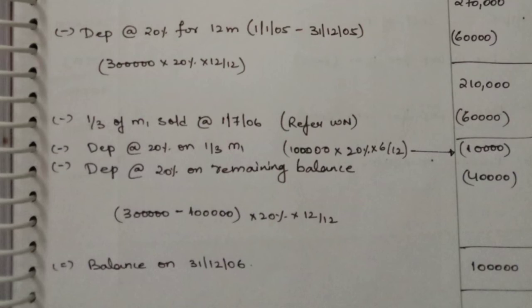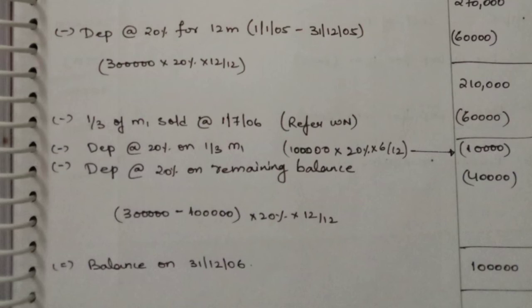So for the 2 lakhs amount you need to take the depreciation for the full year, right? So 3 lakhs minus 1 lakh, you are eliminating the 1/3 portion now. And you are calculating the depreciation for the full year for the portion other than the 1/3 portion. For the 1/3 portion you have calculated for 6 months.